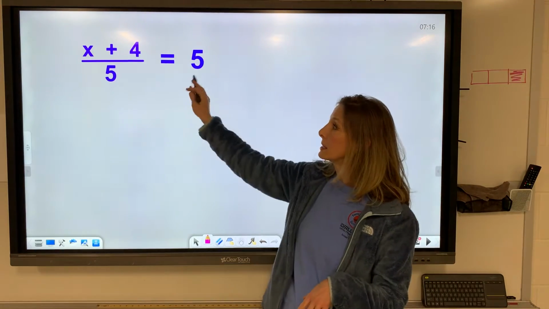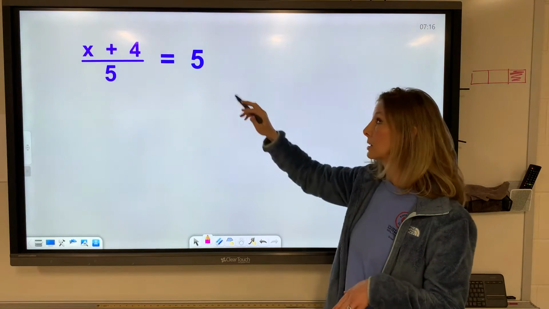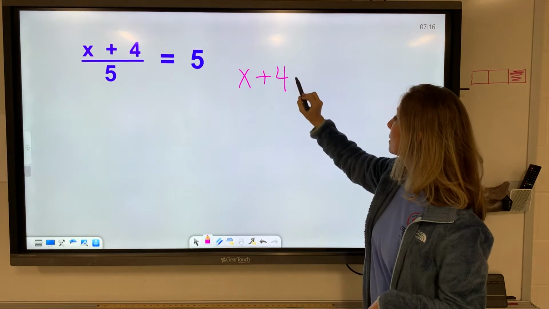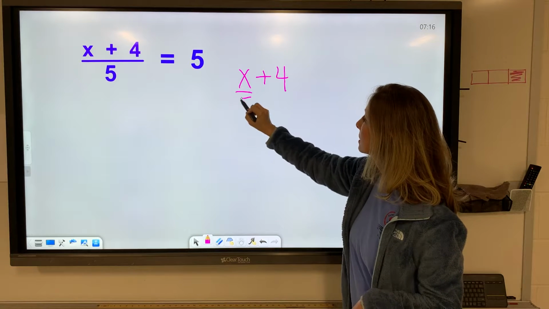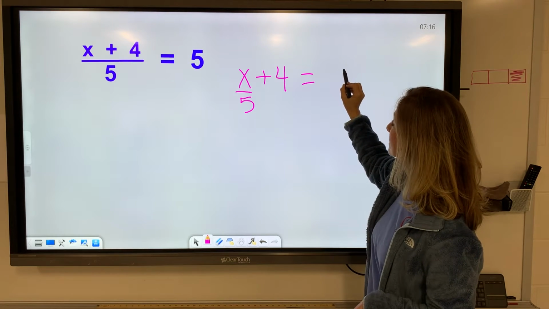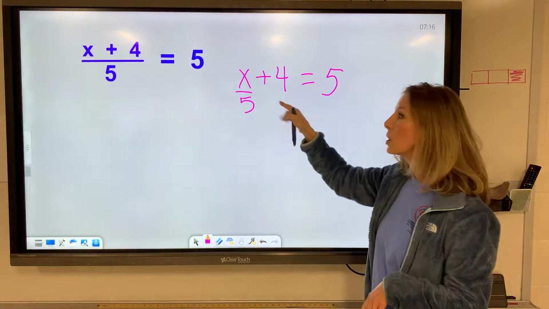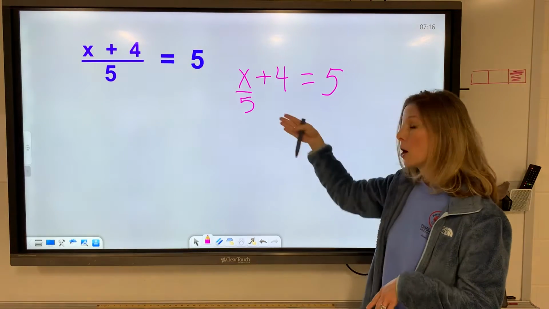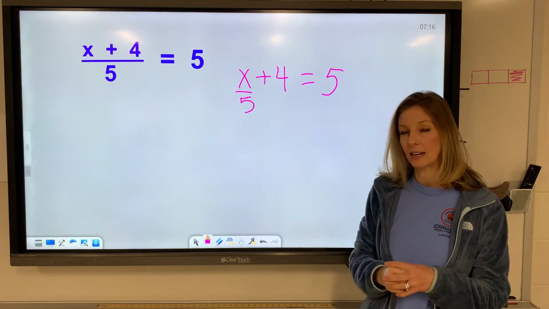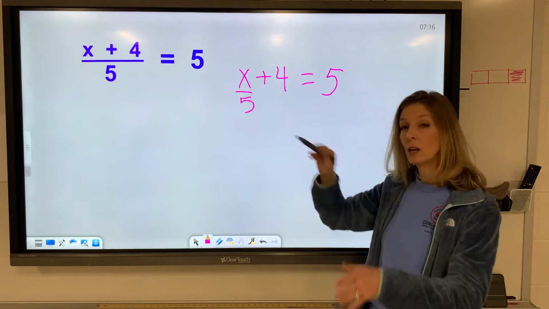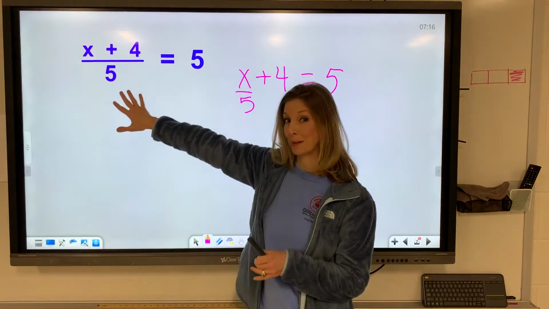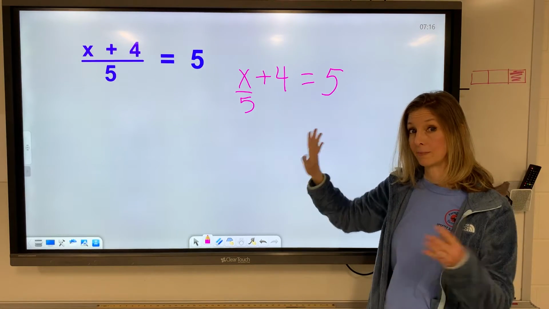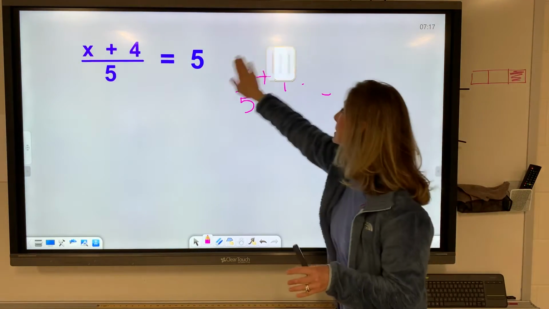Now, what I want you to see in this problem, x plus 4 divided by 5 equals 5, is please notice that this is different from this problem right here. Notice in the one I have in blue, the x plus 4 is being divided by 5. But in the one I just wrote in pink, what's being divided here? Only the x. So please don't look at this problem in blue and think, oh, I'm just going to solve it like I would solve the problem in pink. They're actually two very different problems.